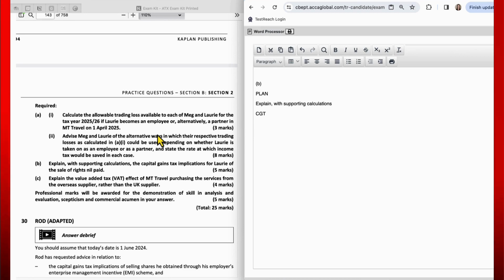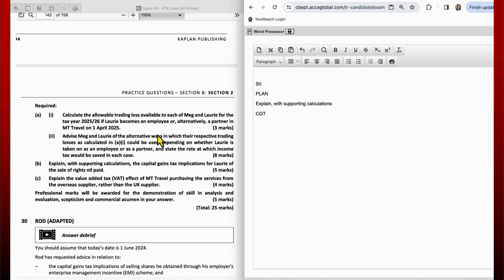Okay, so let's start off with what is a sale of rights nil paid. So when somebody's got shares in a company and they're offered a rights issue, it means they have the right, if they want, to pay some money to buy more shares in that same company in the proportion of what ones they've already got. So this was a 1 for 3 rights issue. So for every 3 they've already got, they can buy an extra 1. This person decided, I don't want to buy them, maybe I don't have the money, but I could sell them to somebody else, that right to buy them. And that's a sale of rights nil paid.